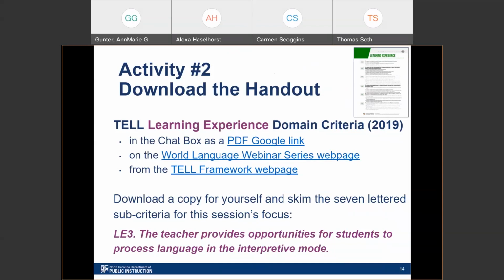So download a copy for yourself and go ahead and skim the 7 lettered sub-criteria for this session's focus. So there's quite a bit to go over. I'll pause for a moment while you do that. Download that and start looking over LE3.